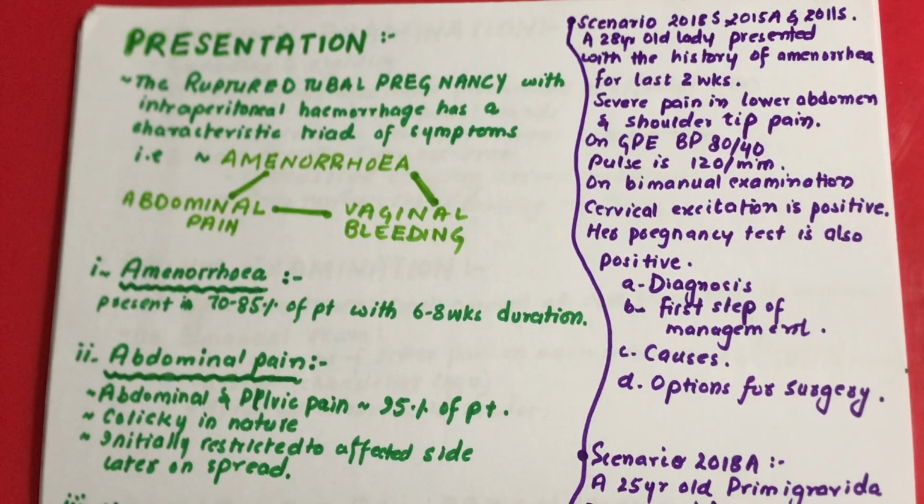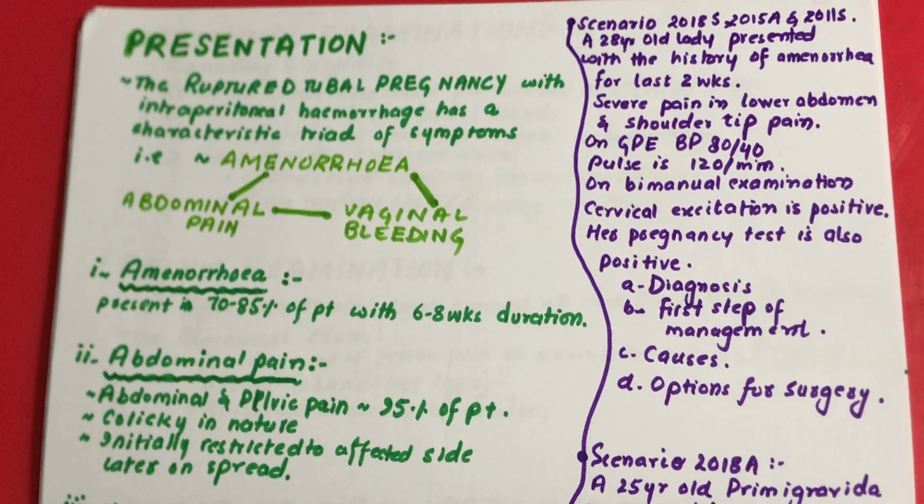Shoulder tip pain is also a very common symptom seen in ectopic pregnancy. On general physical examination, BP is 80/40, BP is low, pulse is high. On bimanual examination, cervical excitation is positive, meaning she is having cervical pain, and her pregnancy test is also positive. So this is a confirmed diagnosis that the patient has presented with a ruptured tubal pregnancy.